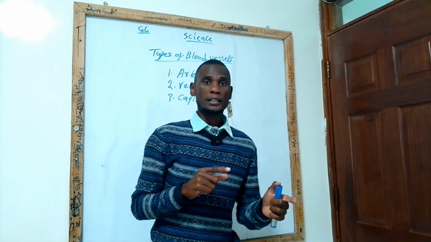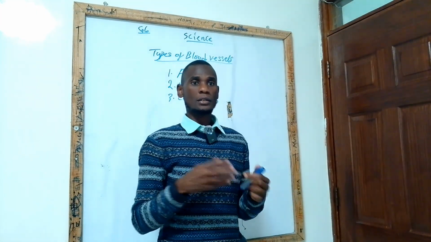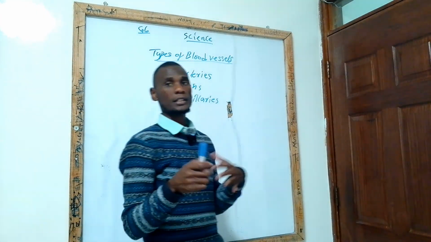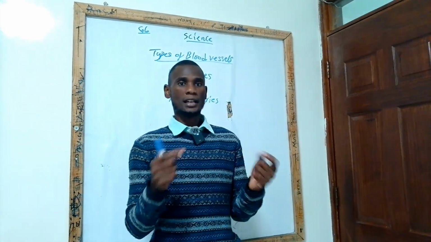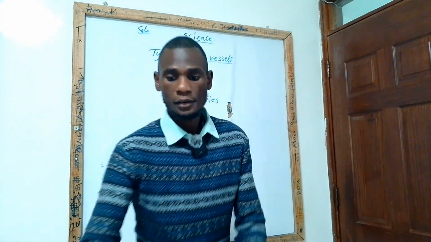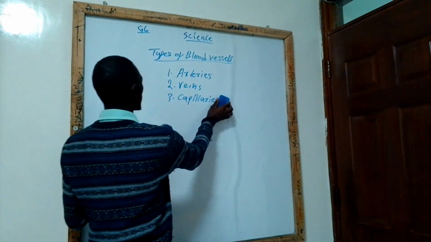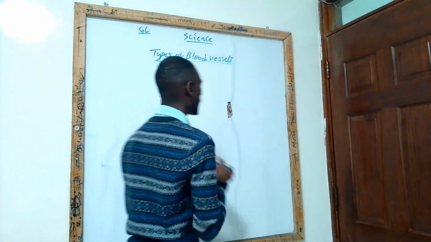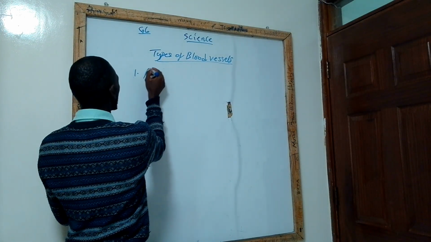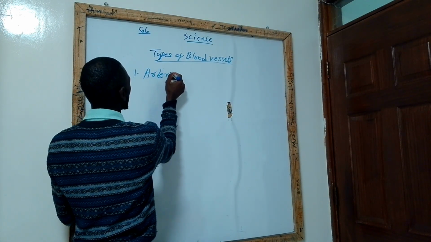Now, we want to look at the characteristics of these three different types of blood vessels, and maybe the structure, how they look like. And we are going to start with the first one, the arteries. So let me start with the arteries. Number one, arteries.